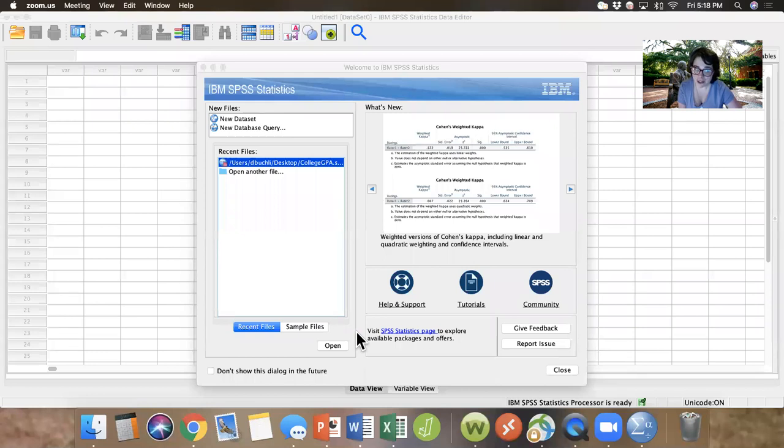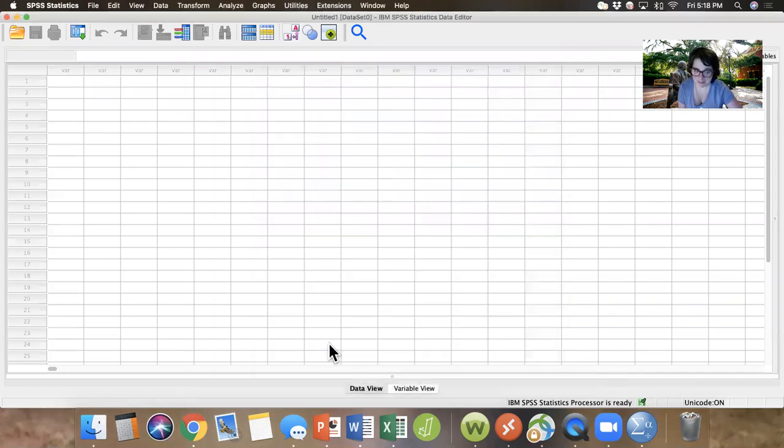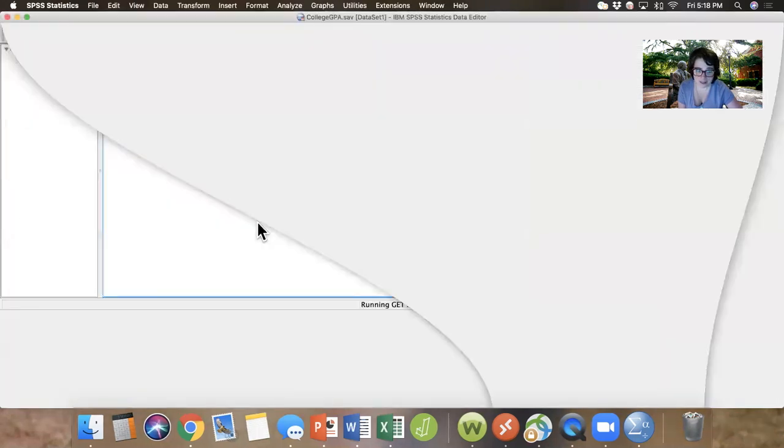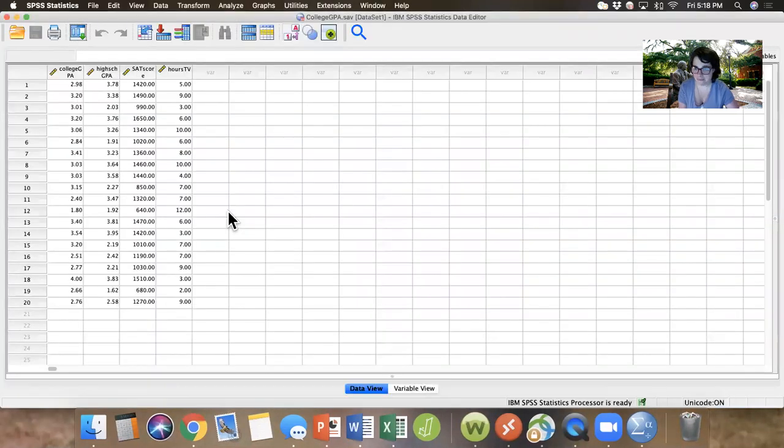So I'm gonna go ahead and share my screen. And then we'll open SPSS together and open our data set together. Okay, so I already have it up here, but I'm going to pretend like I don't. And I'm going to click open. Okay, well, it just opened, but you would select the file.